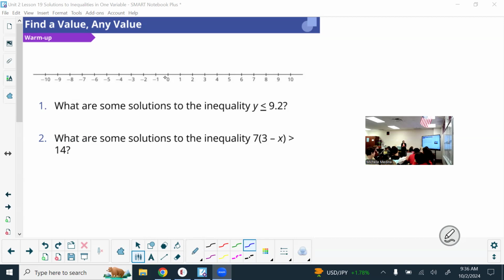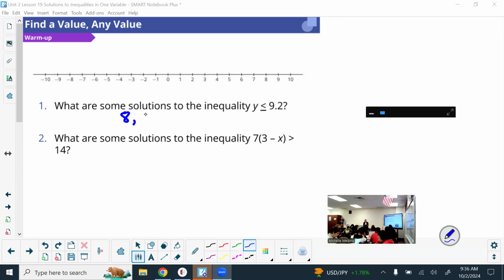8. Right? Solutions to inequalities are values for the variable that make it true. Is 8 less than or equal to 9.2? Yeah, so that's true. Solution. Table 3, give me another. Table 4, another. Table 5, another.